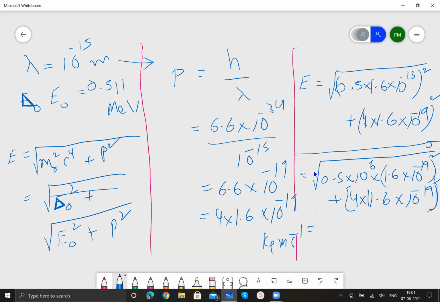So what will be in electron volts? It should be root of, the whole square should be there on this also. So it should be 25 into 10 to the power of 10, because 0.5 into 10 to the power of 6, the decimal is removed. So 25 into 10 to the power of 10 plus 16, so many electron volts. Simple. So nearly it comes out to be 1.24 electron volts.